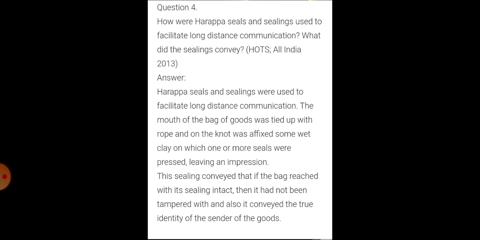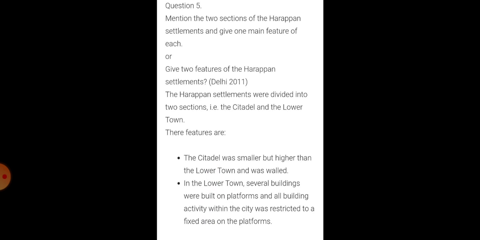This sealing conveyed that if the bag reached with the sealing intact, then it had not been tampered with, and also conveyed the true identity of the sender of the goods.